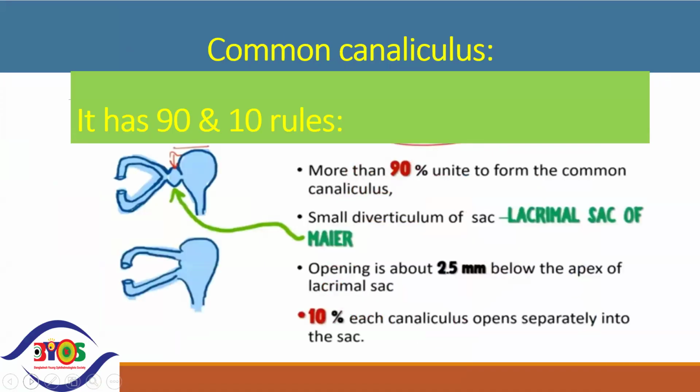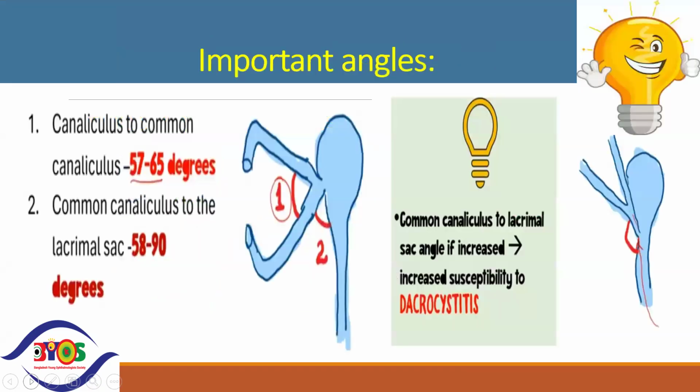Common canaliculus follows the 90 and 10 rule. Well, what is the 90 rule? Mostly, in 90%, the upper and lower canaliculi unite and form the common canaliculus. A small diverticulum of the sac is known as the sinus of Maier. Its opening is about 2.5 millimeter below the apex of the lacrimal sac, but in the remaining 10%, each canaliculus opens separately into the sac.